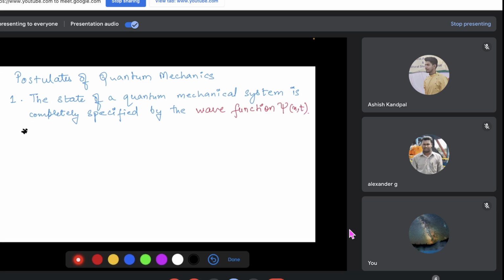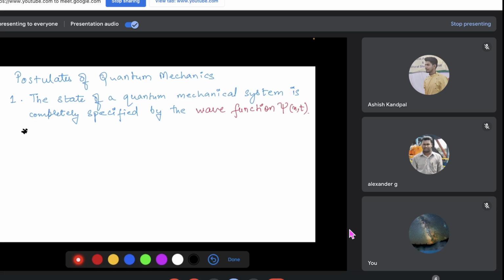But you need to note that the wave function psi does contain all the information about the system that we are interested in, but the wave function itself does not give us any physical interpretation.